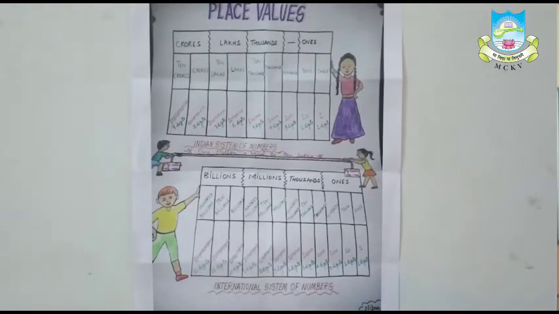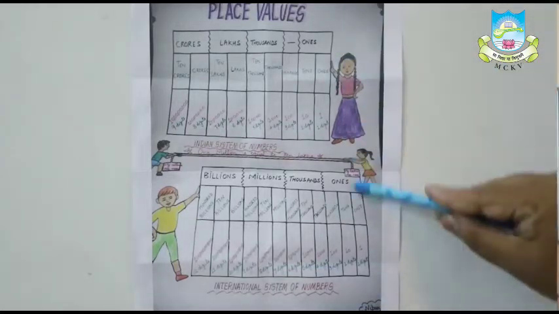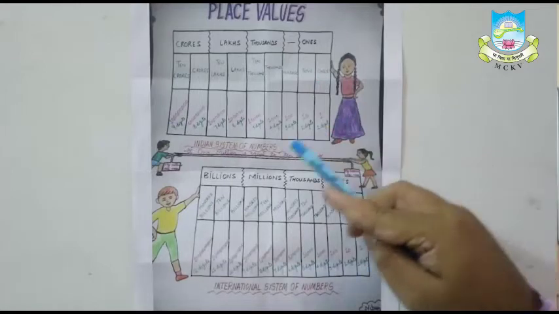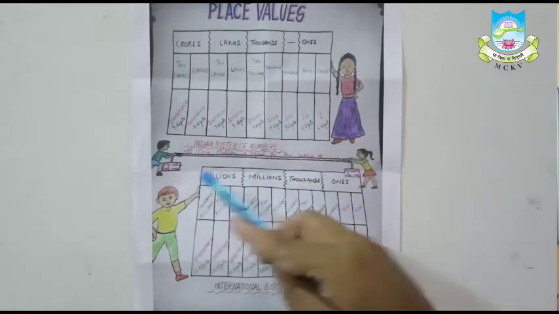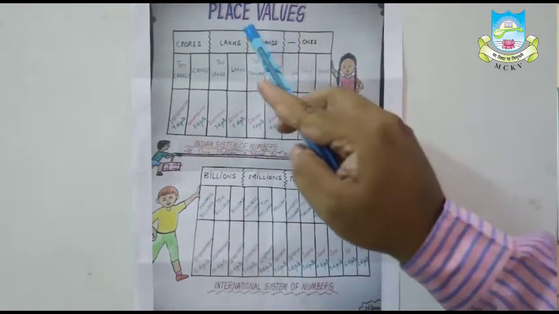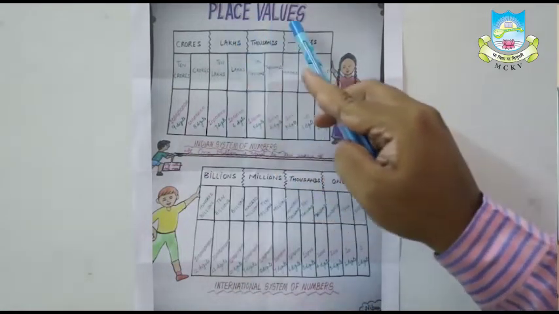So students, as I was telling you, we have two different types of number systems, the Indian system of numbers and the international system of numbers. As you can see in this diagram, on top we have defined the table for the Indian number system and below we have the table for the international number system. Now on top it is written place values.